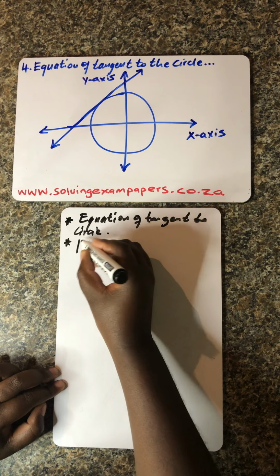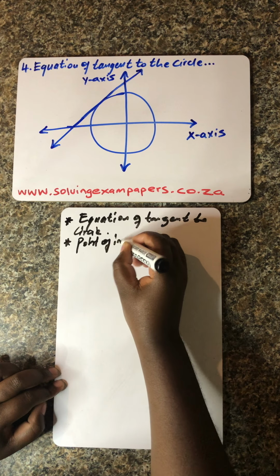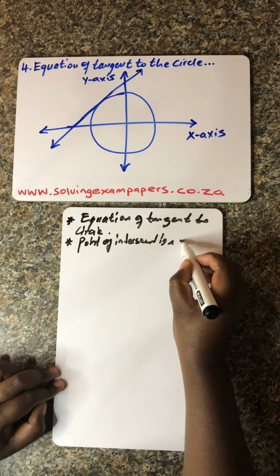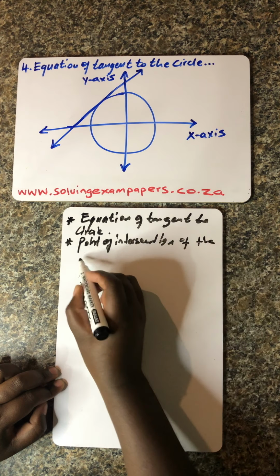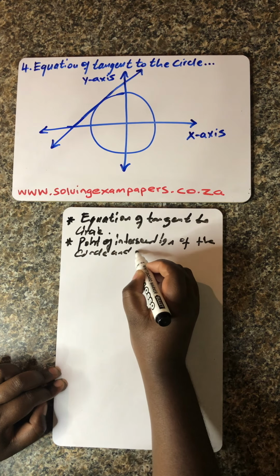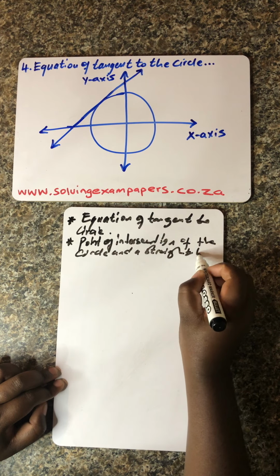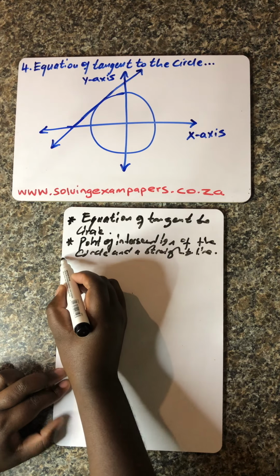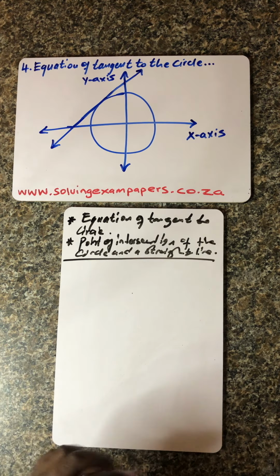Okay, so I want to talk about point of intersection of the circle and a straight line. Ladies and gentlemen, please do write down what I've just written down as part of your notes.